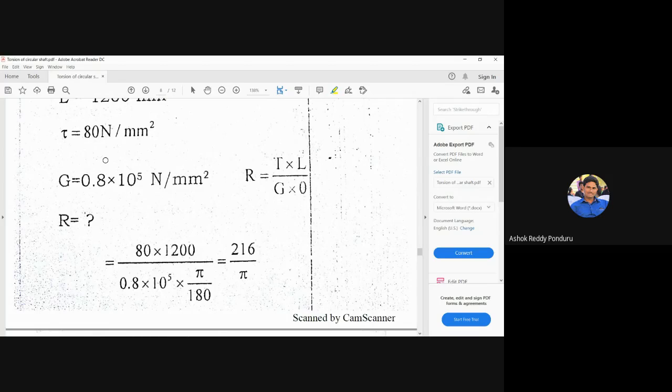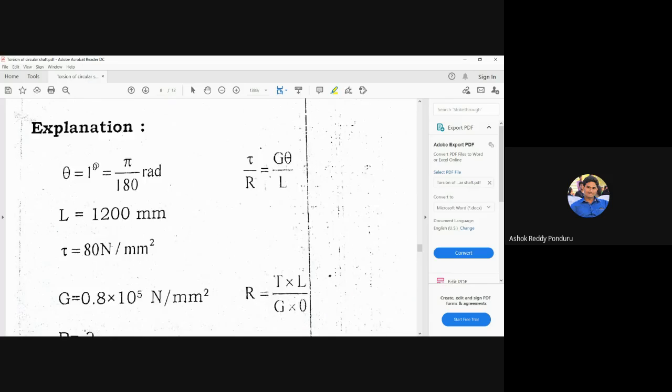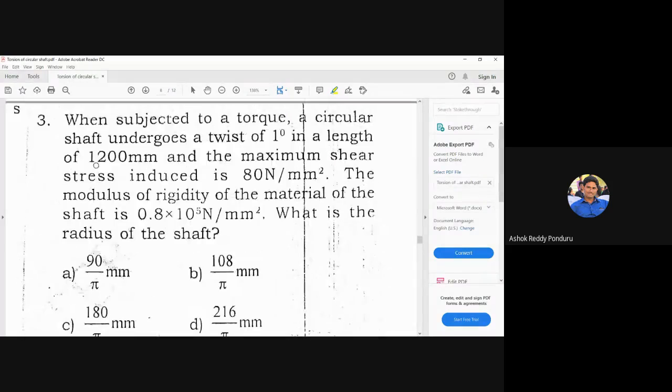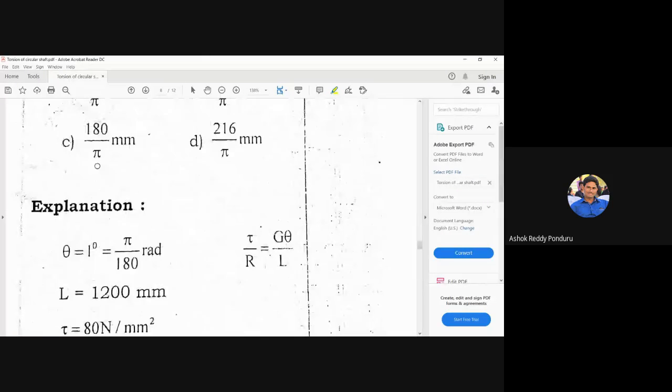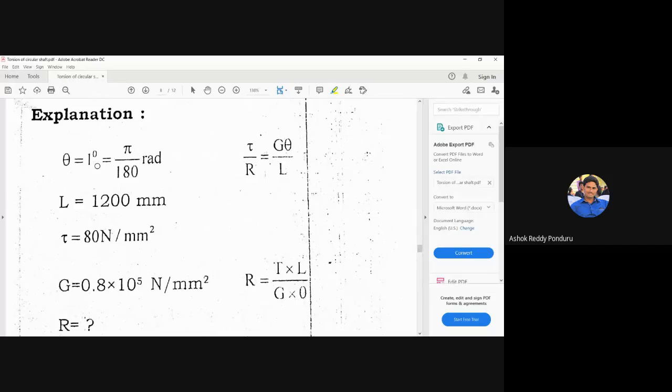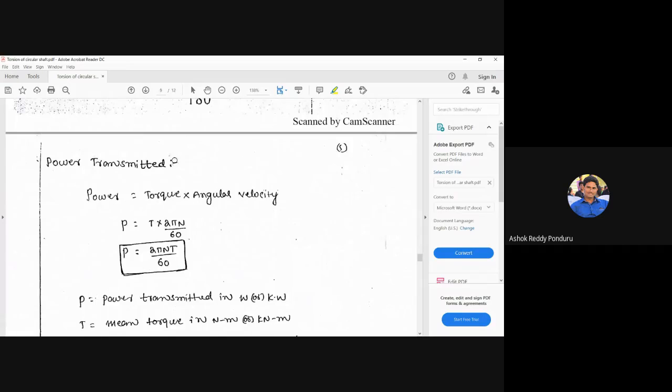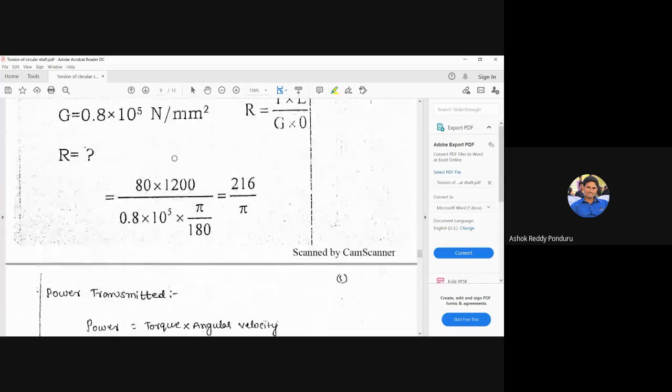Just apply the torsion equation. But in the torsion equation, which ratio we are going to consider is very important. That depends upon the given data. We look at what data is given. This is about the torsion equation and its analysis, how to calculate the stresses and the angle of twist. Thank you. In the next class we will discuss power transmitted by the shaft and related topics.